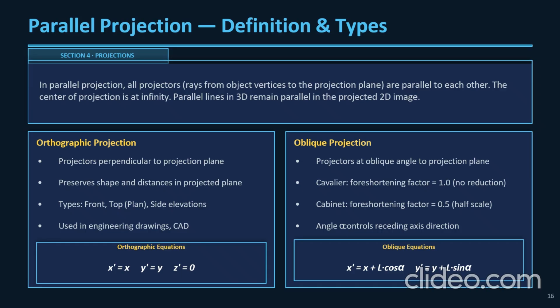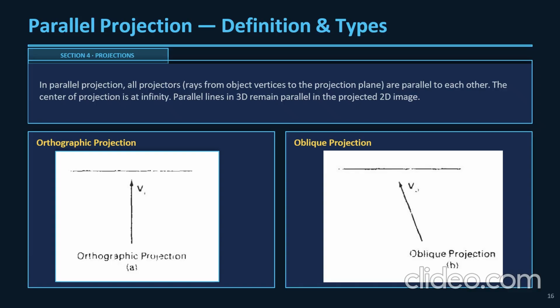And the formulas are also given here, as you can see. Now, here we compare the two types of parallel projections. In orthographic projection, the projection rays are perpendicular to the viewing plane, preserving accurate dimensions. And in oblique projection, the rays strike the plane at an angle, creating the illusion of depth. Two popular oblique methods are Cavalier projection and Cabinet projection, which differ in how they scale the depth.